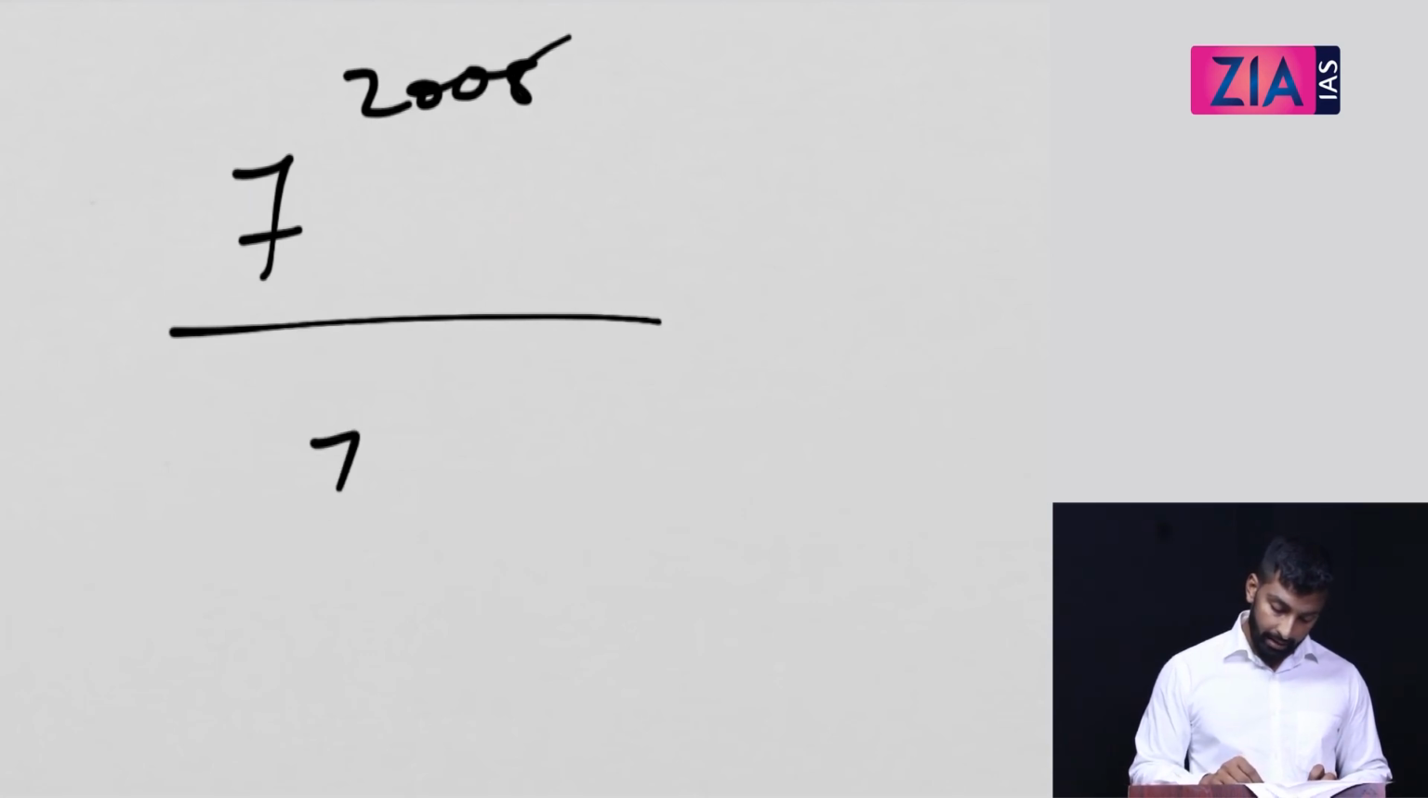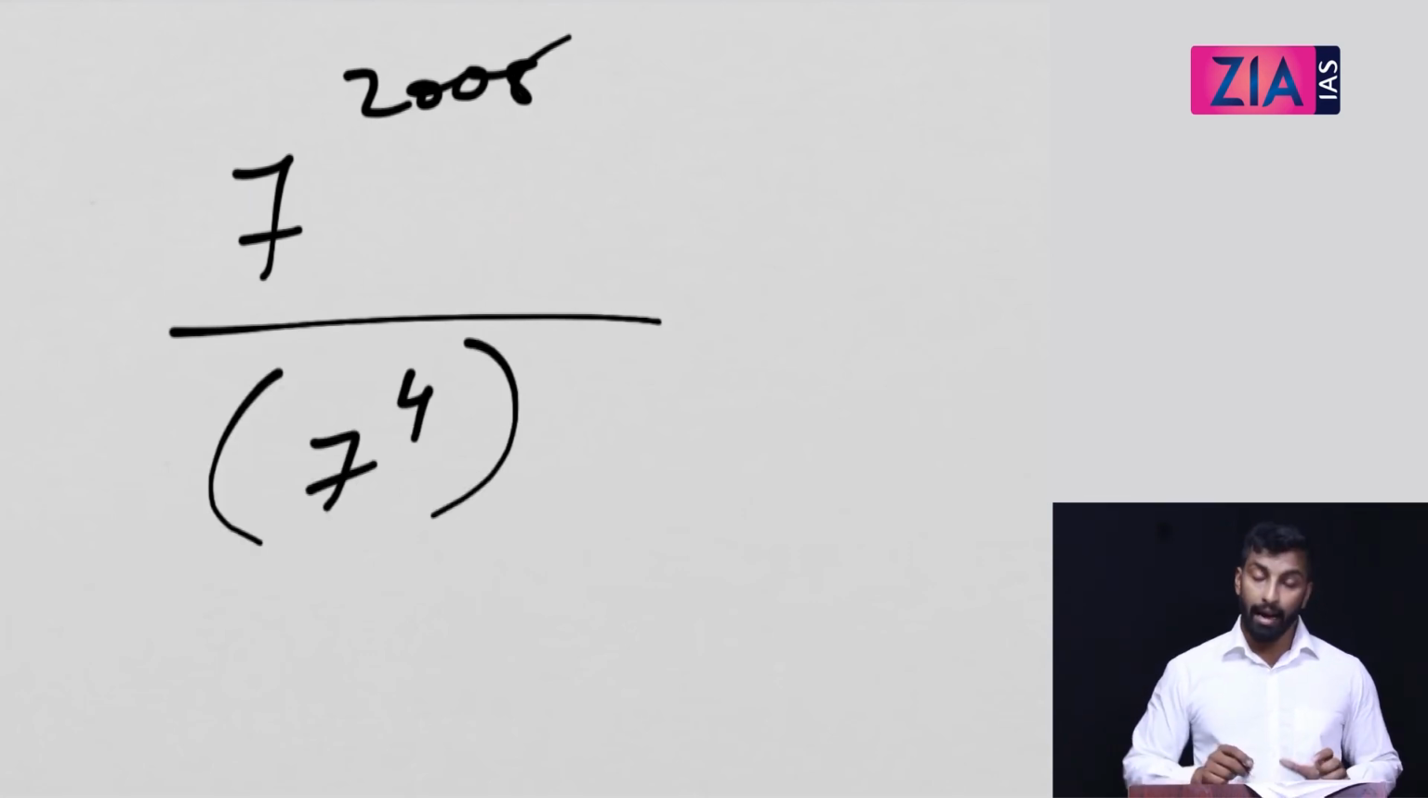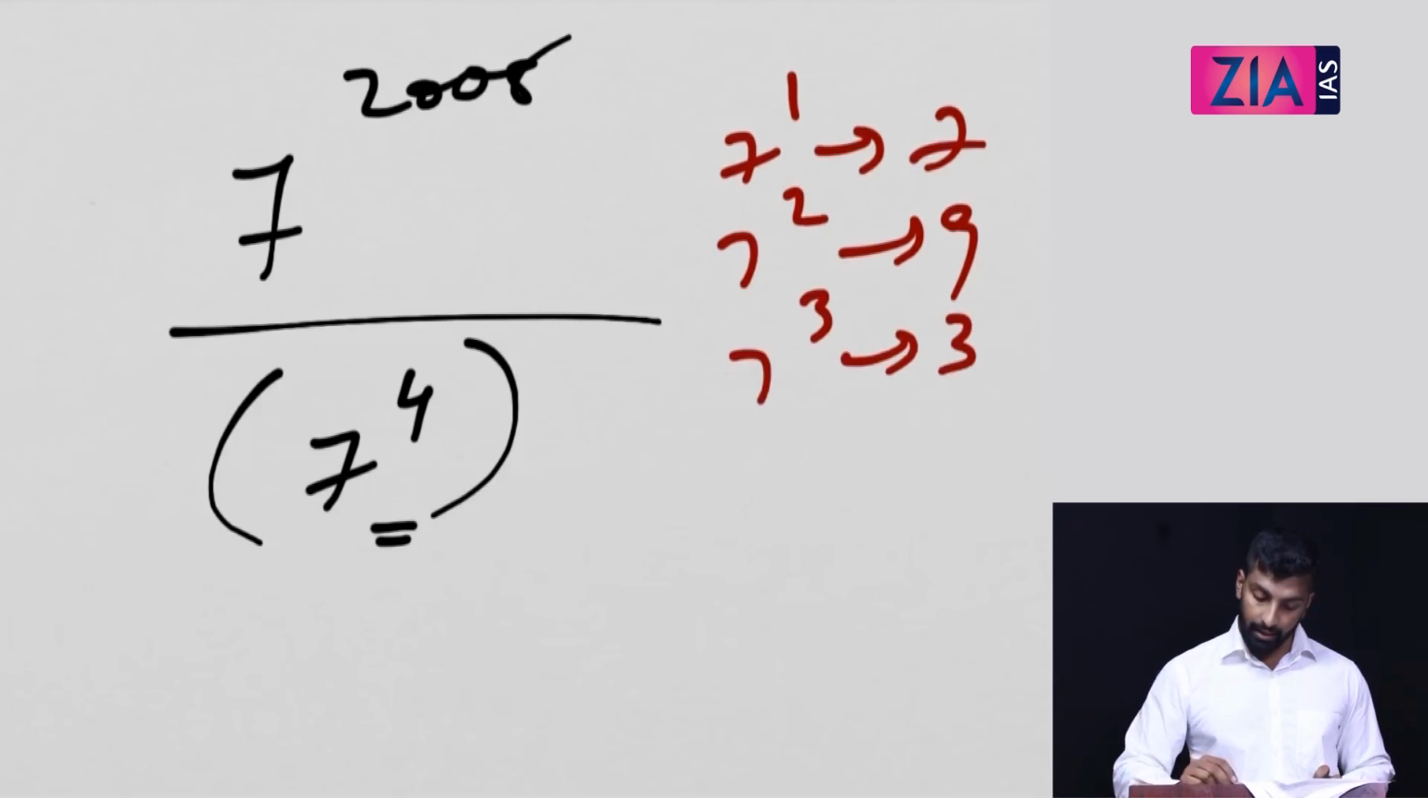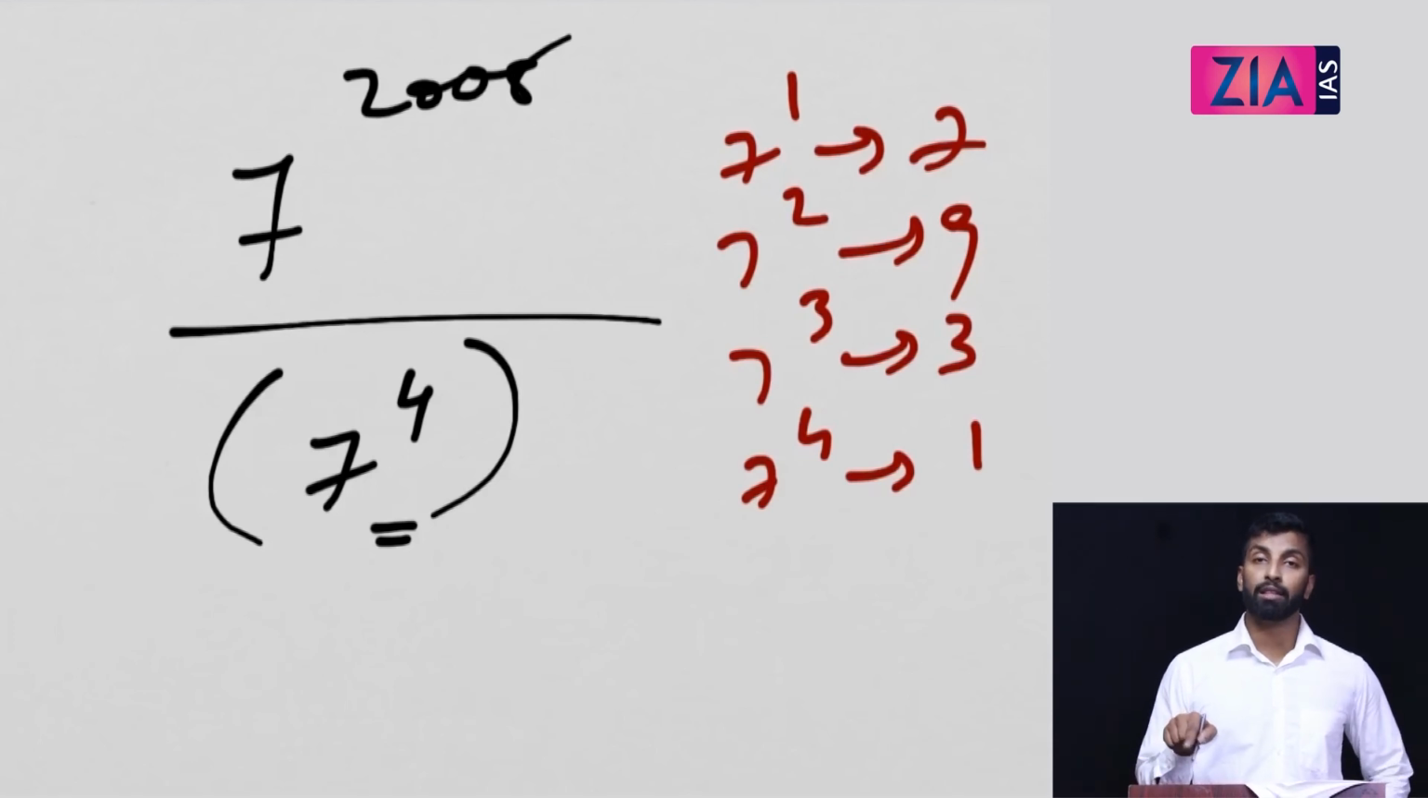So I need to make it 7 raised to 4, so that I know this number is going to end in 1. Why? Because 7 square is 49, so the last digit is 9; 7 cube has last digit 3; 7 raised to 4 is 3 into 7, which ends in 1. Why am I doing it? Because I know the method for finding the last 2 digits of a number ending in 1, if I know the previous digit also.